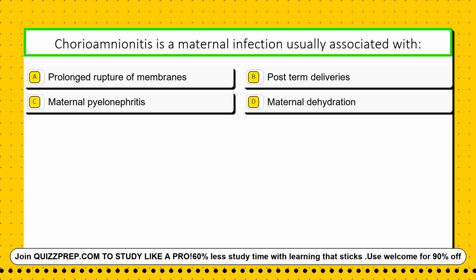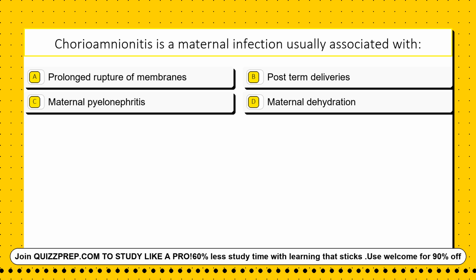Question 85. Chorioamnionitis is a maternal infection usually associated with option A. Prolonged rupture of membranes. Option B. Post-term deliveries. Option C. Maternal pyelonephritis. Option D. Maternal dehydration.